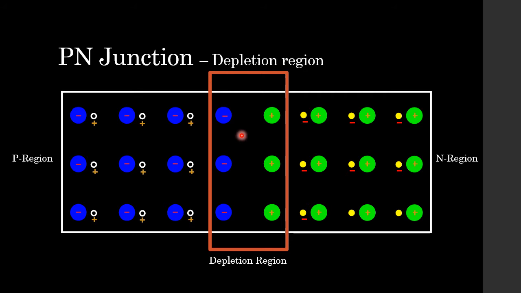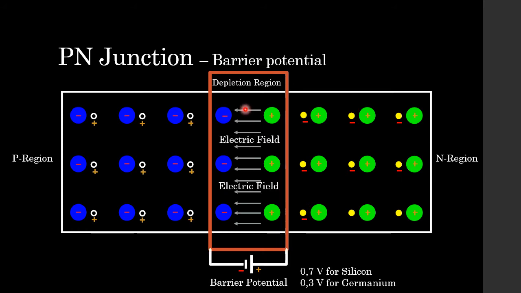And what you know about positive and negative is that there's going to be an attraction between them. But the thing about these ions is that they are immobile. So what they actually do is they set up an electric field within this depletion region. And let's visualize that. Yes, this is what it looks like.